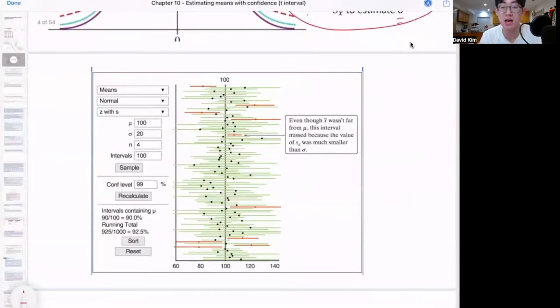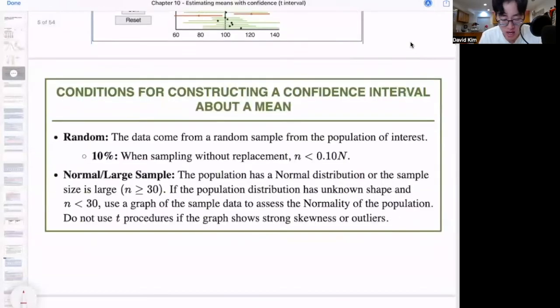Okay, so that was the basic concept of the t distribution. And again, for the conditions for constructing a confidence interval about a mean, you've seen this before already.